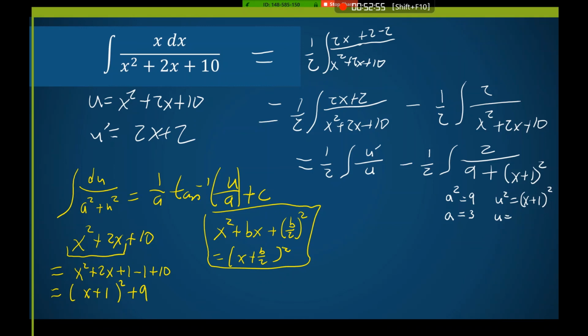If u squared is x plus 1 squared, then u is x plus 1. That's okay. And u prime is just 1 times dx. Right.